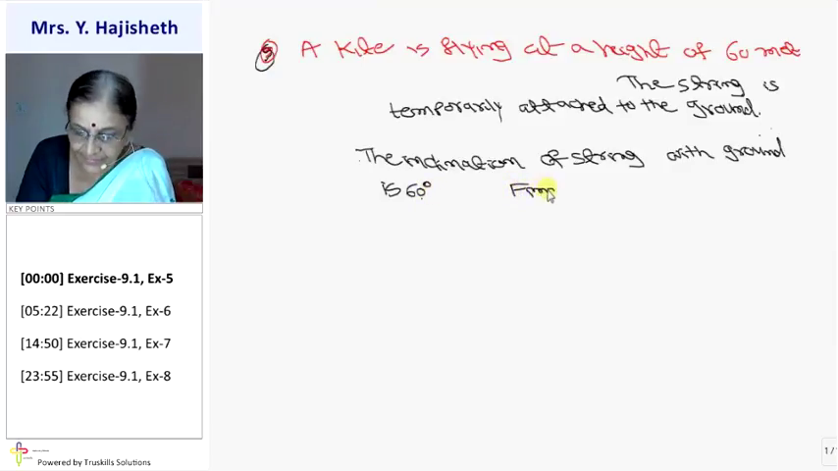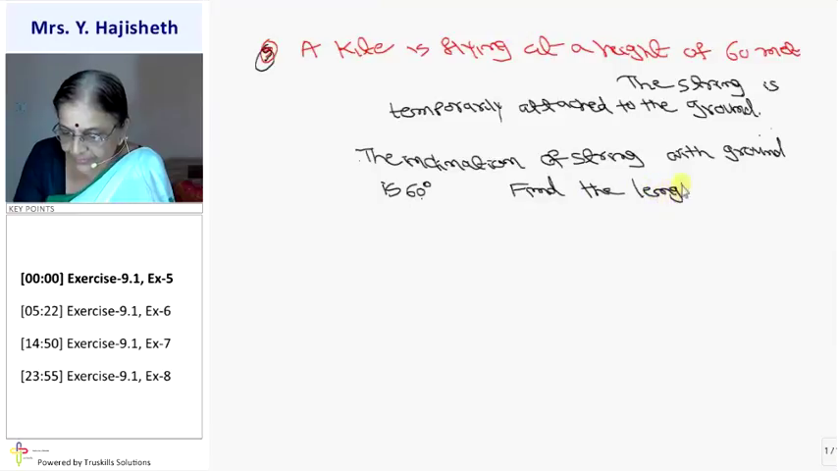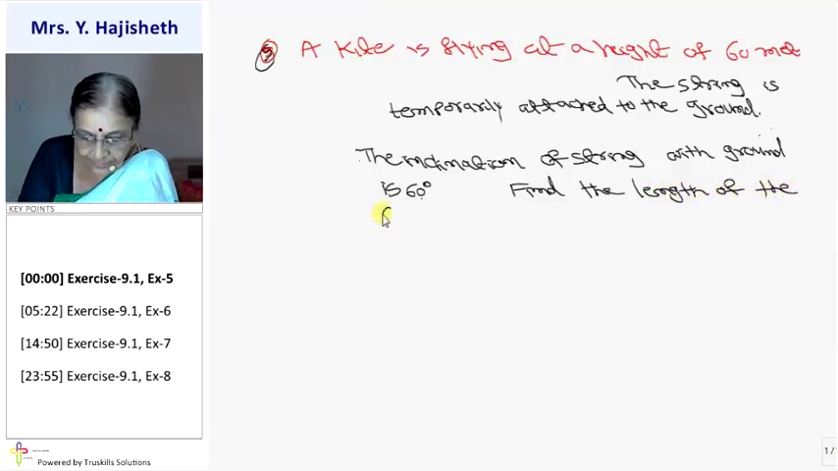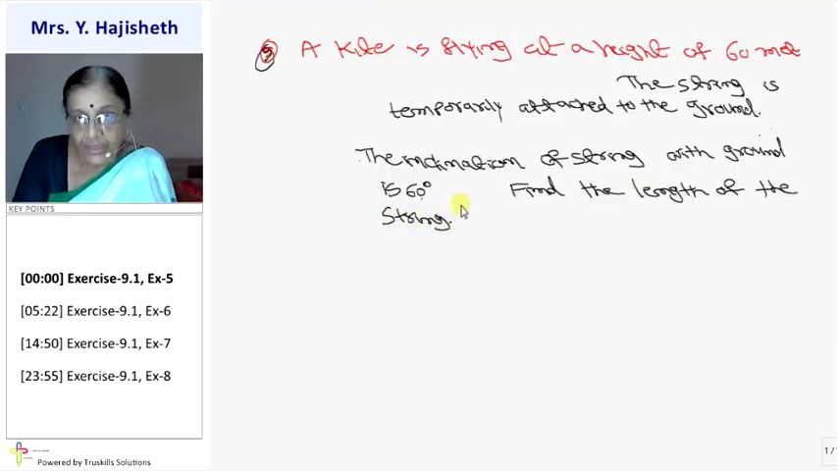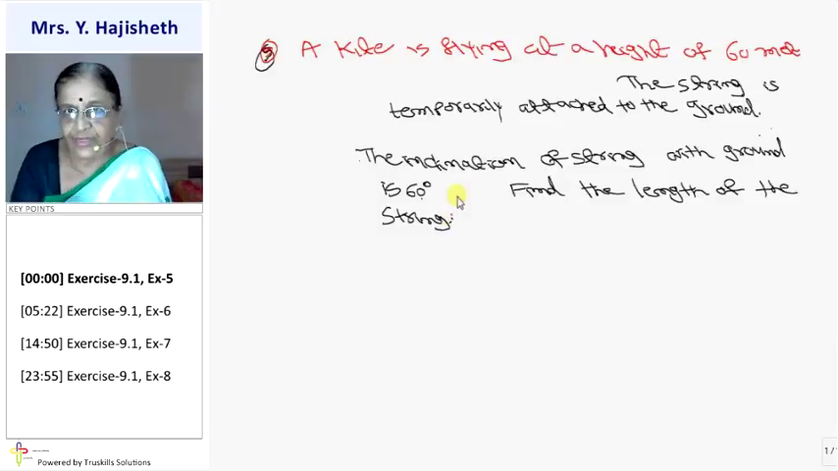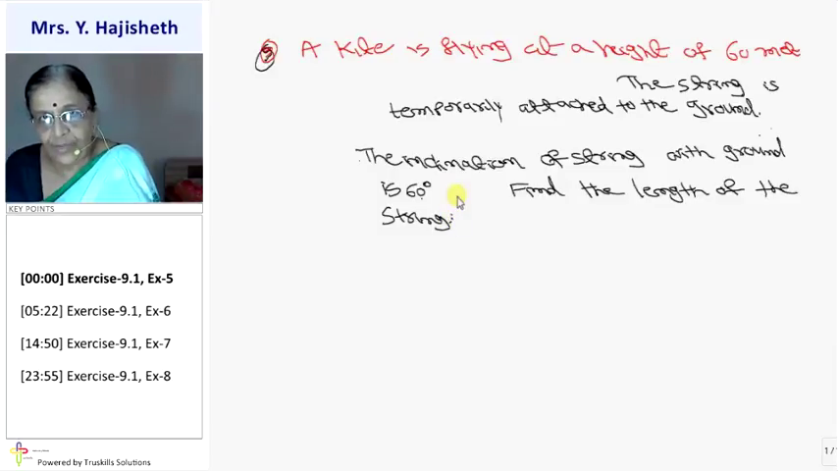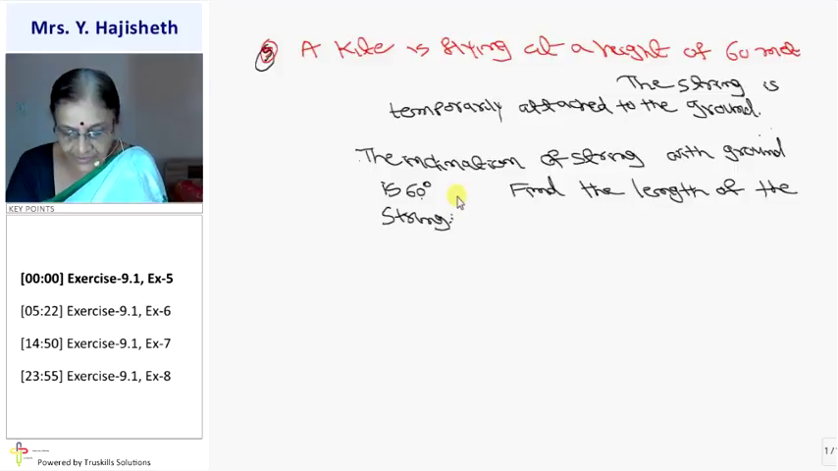Find the length of the string. Not only that, we have to make one assumption that there is no slack in the string. The string is straight, there is no slack. Okay? So you are clear with this sum?